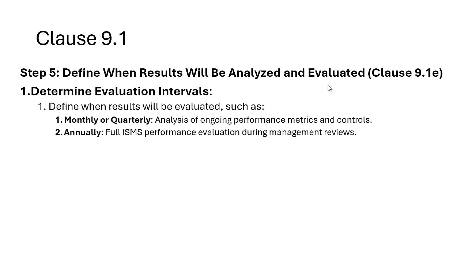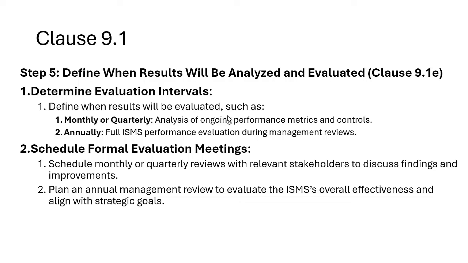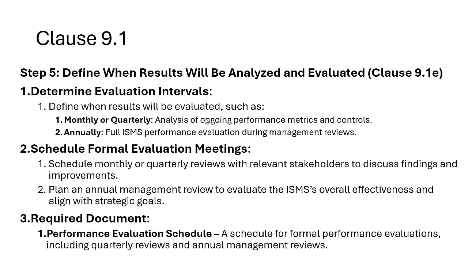Now we have 9.1e, where we have to determine the evaluation interval. So we have to define when the result will be evaluated. Like you can have monthly, quarterly, or annually. So you can have a schedule of the formal evaluation meeting, and the auditor will ask for this meeting record. So you can have a MOM for that. Is it clear? So the required document is the performance evaluation schedule.